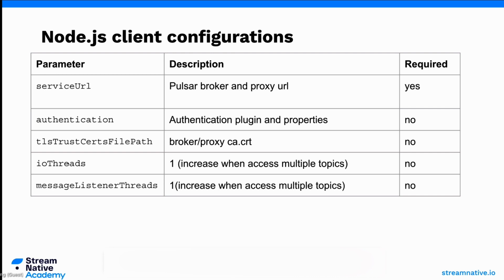Okay. The other two are about performance, right? IO threads and message listener threads. If you have a Node.js client, especially on the consumer side, and for example you subscribe to two or more topics, you will need to increase IO threads and message listener threads. It depends on how many topics your consumer wants to subscribe to. You have to increase it. The default is 1, so it assumes that you only access one topic.